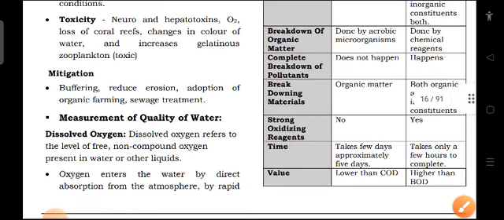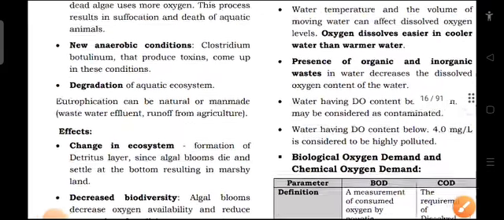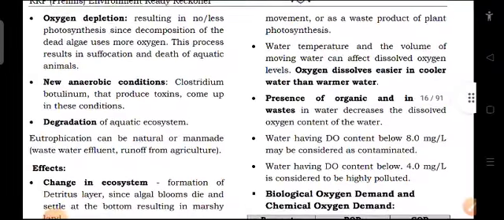Now, measurement of quality of water. How can we measure? With the help of the amount of dissolved oxygen. It refers to the level of free, non-compound oxygen. Oxygen available in the free state present in water or other liquid is called dissolved oxygen. Oxygen enters the water by direct absorption from the atmosphere by rapid movement, or as a waste product of plant photosynthesis.